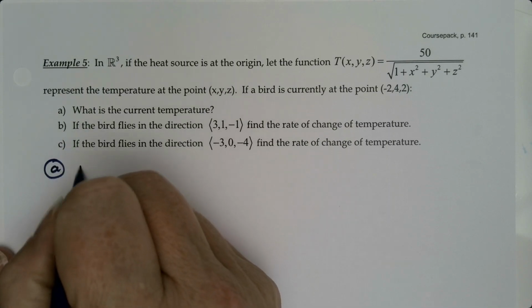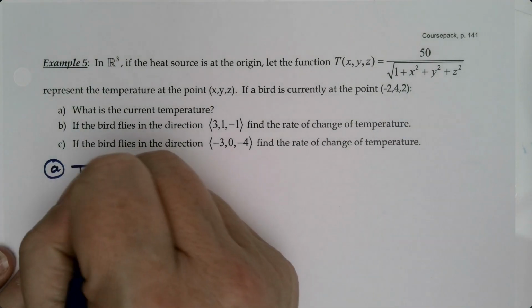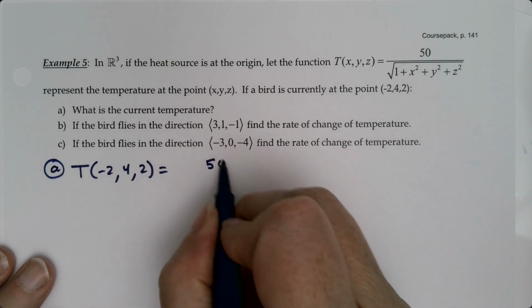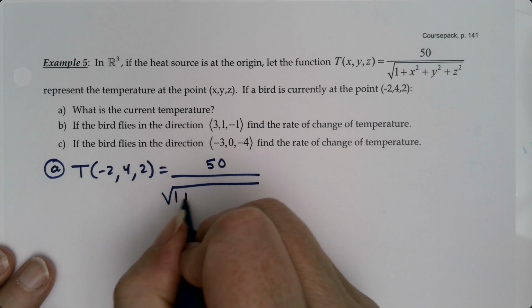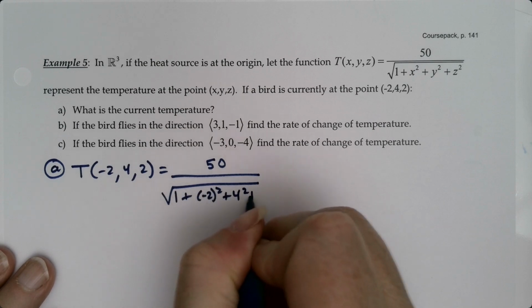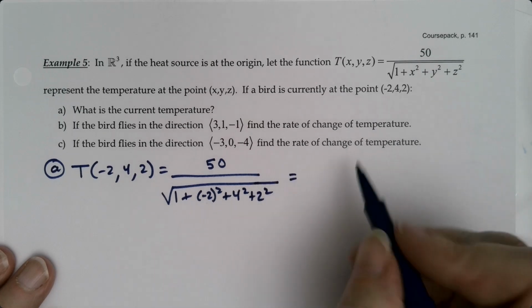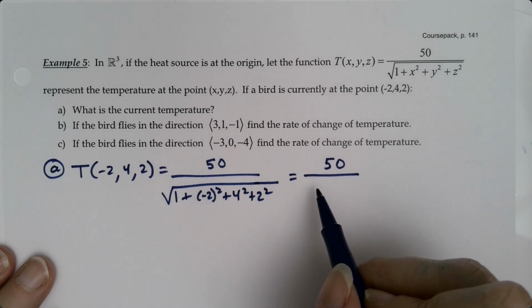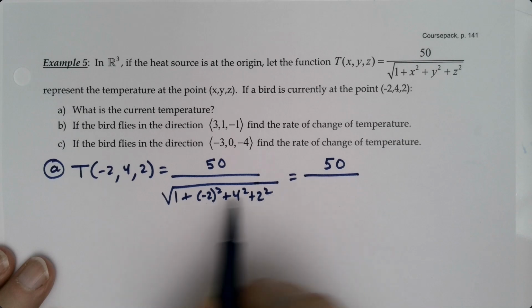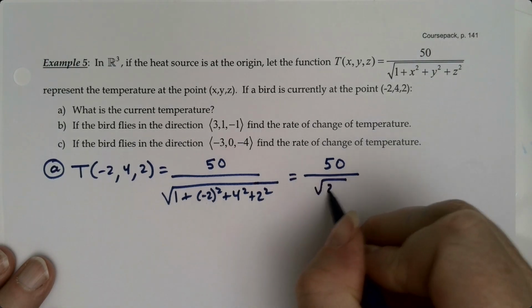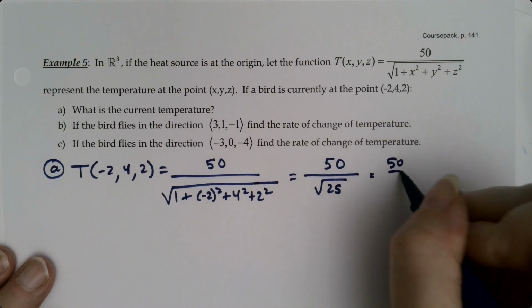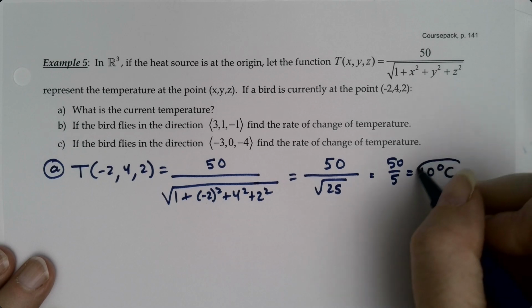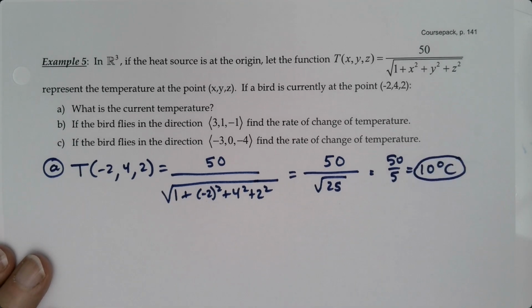We would just take our temperature function and we would stick the values -2, 4, and 2 into it. Substitute: 50 over the square root of 1 plus (-2) squared plus 4 squared plus 2 squared. All right, so that's 16, 20, 24, 25. So this is the square root of 25, which is 5, which is 10 degrees. I assume this is Celsius again. There we go. Done. Easy.